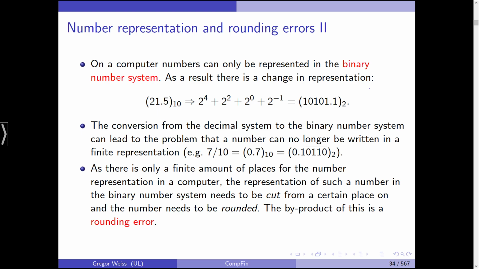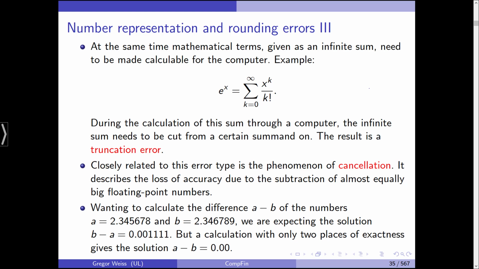And as there is only a finite amount of decimal places for the number representation in a computer, the computer can only work with a certain number of decimals. The representation of such a seemingly nice number in the decimal system, however, has an infinite representation in the binary number system and needs to be cut off from a certain decimal, and the number needs to be rounded. So even just writing a number like 0.7 on a computer will lead to a rounding error, and this is actually what happened in MATLAB in one of the previous videos.